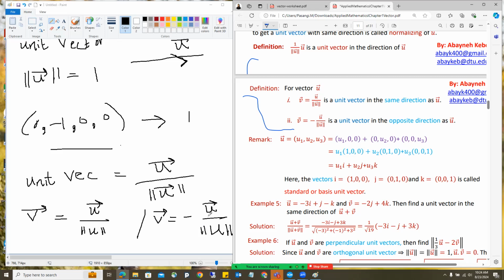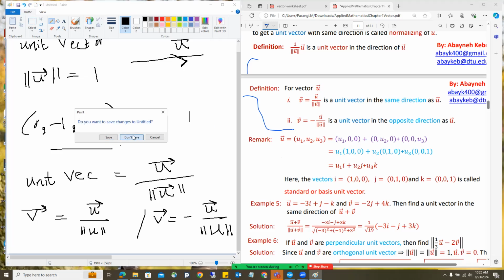So, how do we find the unit vector? If I do an example, let me show you.